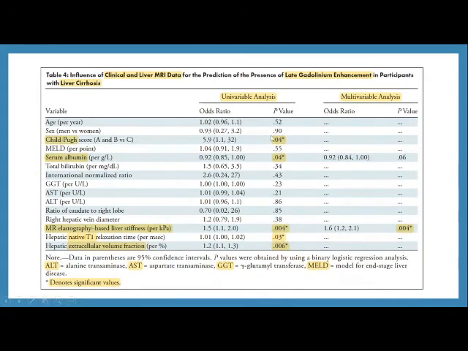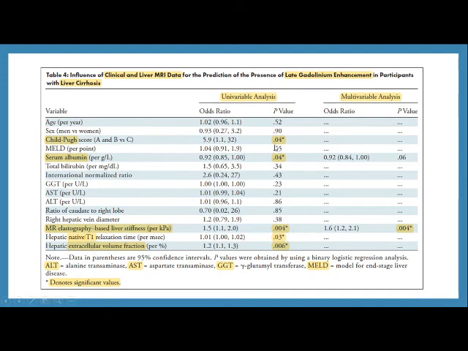Some of the important values to emphasize here: the Child-Pugh score was significant from a statistical point of view. Also the serum albumin, we mentioned that. Then we had the MR elastography-based liver stiffness, which was the only one that survived the filter of moving from univariable analysis to multivariable analysis. When this analysis was done, the only value to show itself statistically significant was the MR elastography-based liver stiffness.